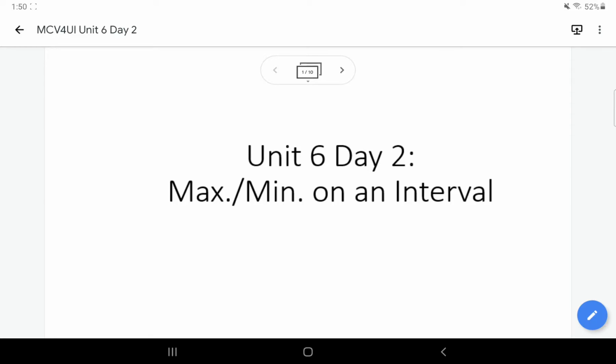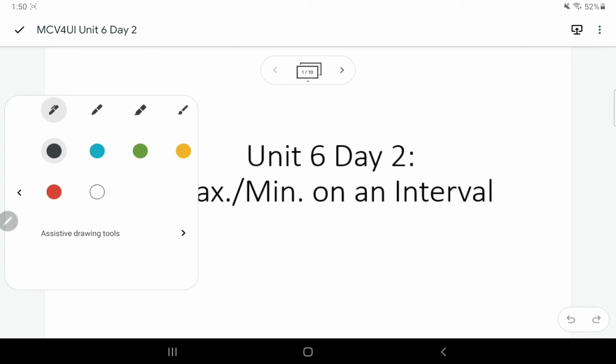Hi folks, this is the Unit 6 Day 2 lesson. We're going to look at finding maximum or minimum on a specific interval of a function.